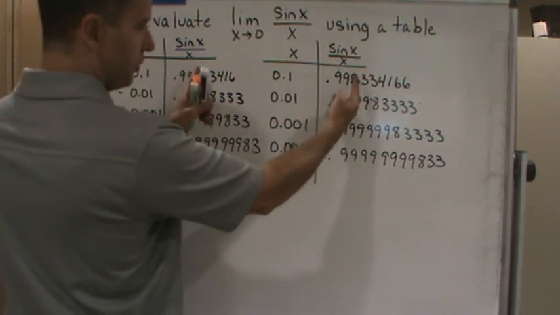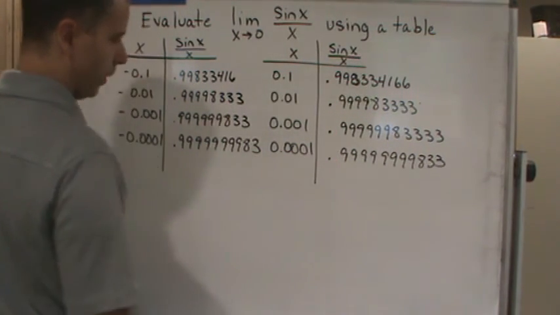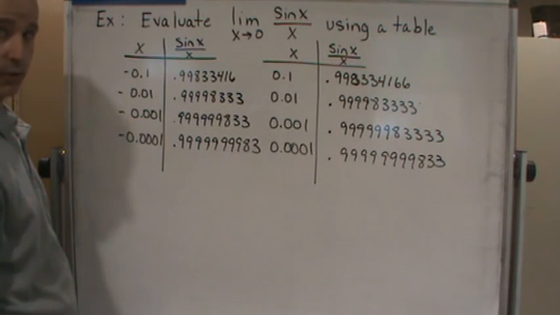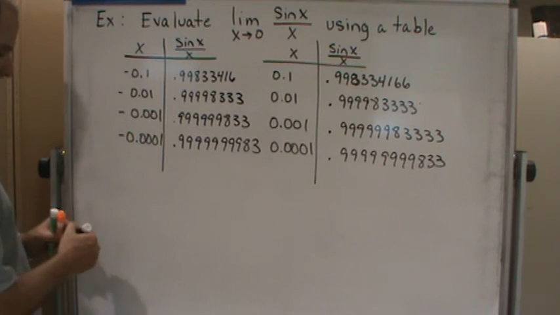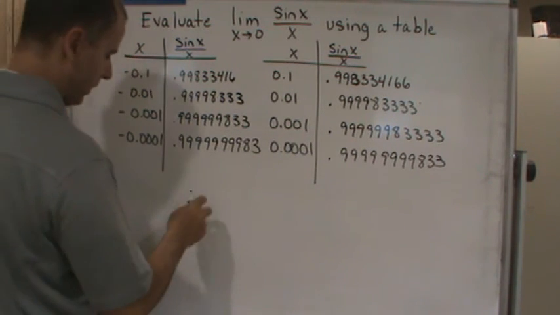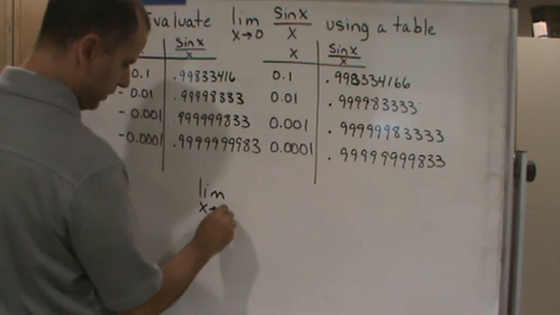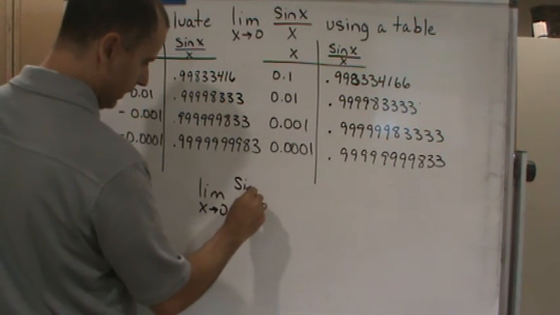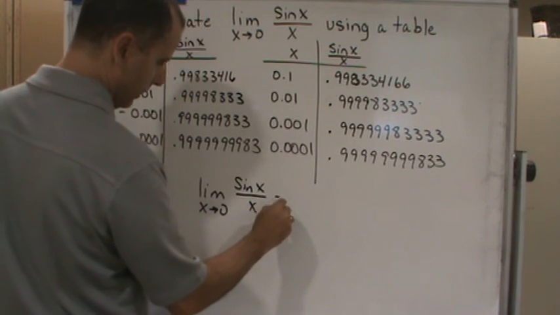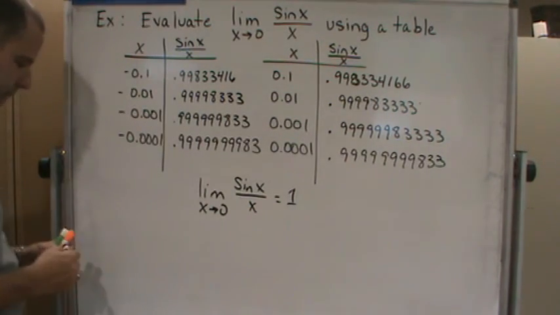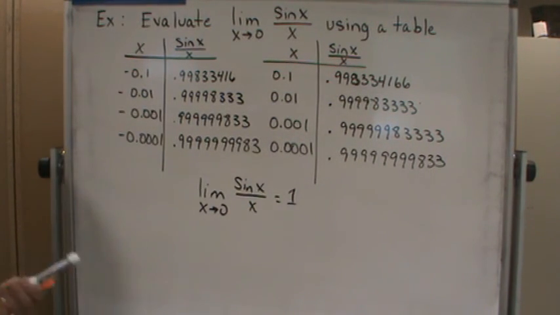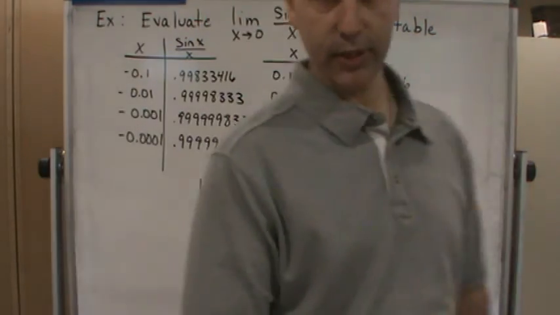Also, look where these two are going. What value are they tending towards? 1. So we would state that the limit as x approaches 0 of sine x over x is equal to 1. And we can verify that using the graphing calculator and using a graph.